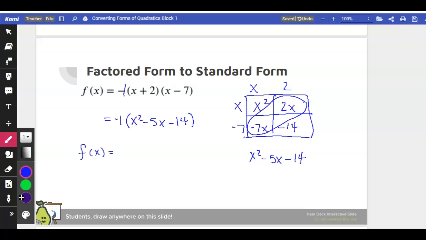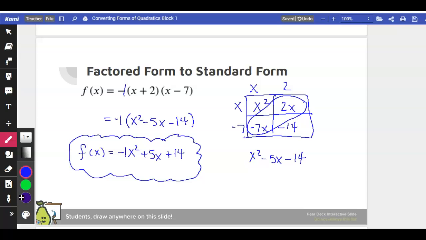So give yourself a pat on the back if you've got negative 1x squared, positive 5x, and positive 14 as your final answer for this equation in factored form to standard form. Cool. And again, in Desmos, you can check by putting both equations into Desmos and seeing if you have a match.